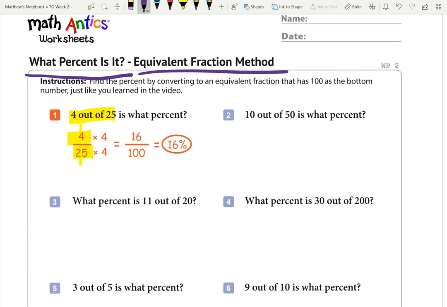Now, since it says is what percent, we know percent is out of 100, so that's when we need to figure out, okay, what is this top number? That's the missing aspect. And so when we set it up as 4 over 25 and we set it to a number over 100, we figured out that we need to multiply 25 by 4 to get to 100. So we did the same thing up top and also got to 16. Therefore, 16 over 100 is 16%. We're going to do the same thing for the rest of these problems.